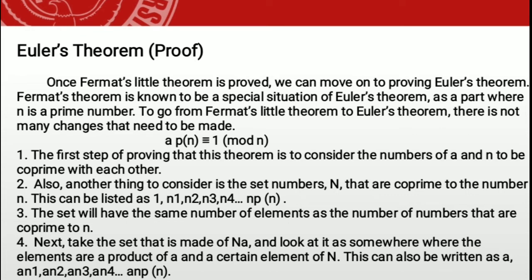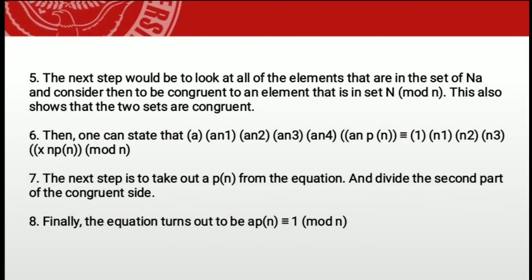This can also be written as an1, an2, an3, an4, and so on, up to an_φ(n). The next step would be to look at the elements that are in the set of a times n and consider them to be congruent to an element that is in set n, mod n. This also shows that the two sets are congruent.